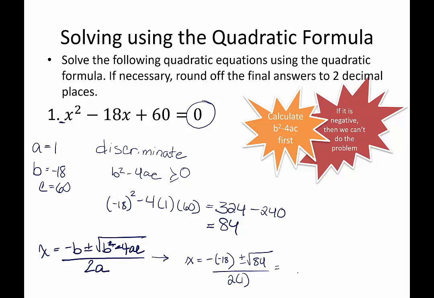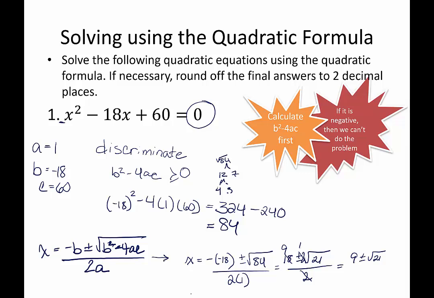Evaluating that out, the square root of 84 is the square root of 12 times 7. 12 is 4 times 3. So this is positive 18 plus or minus 2 square roots of 21, over 2, or 9 plus or minus the square root of 21, because the 2 cancels out here and here.